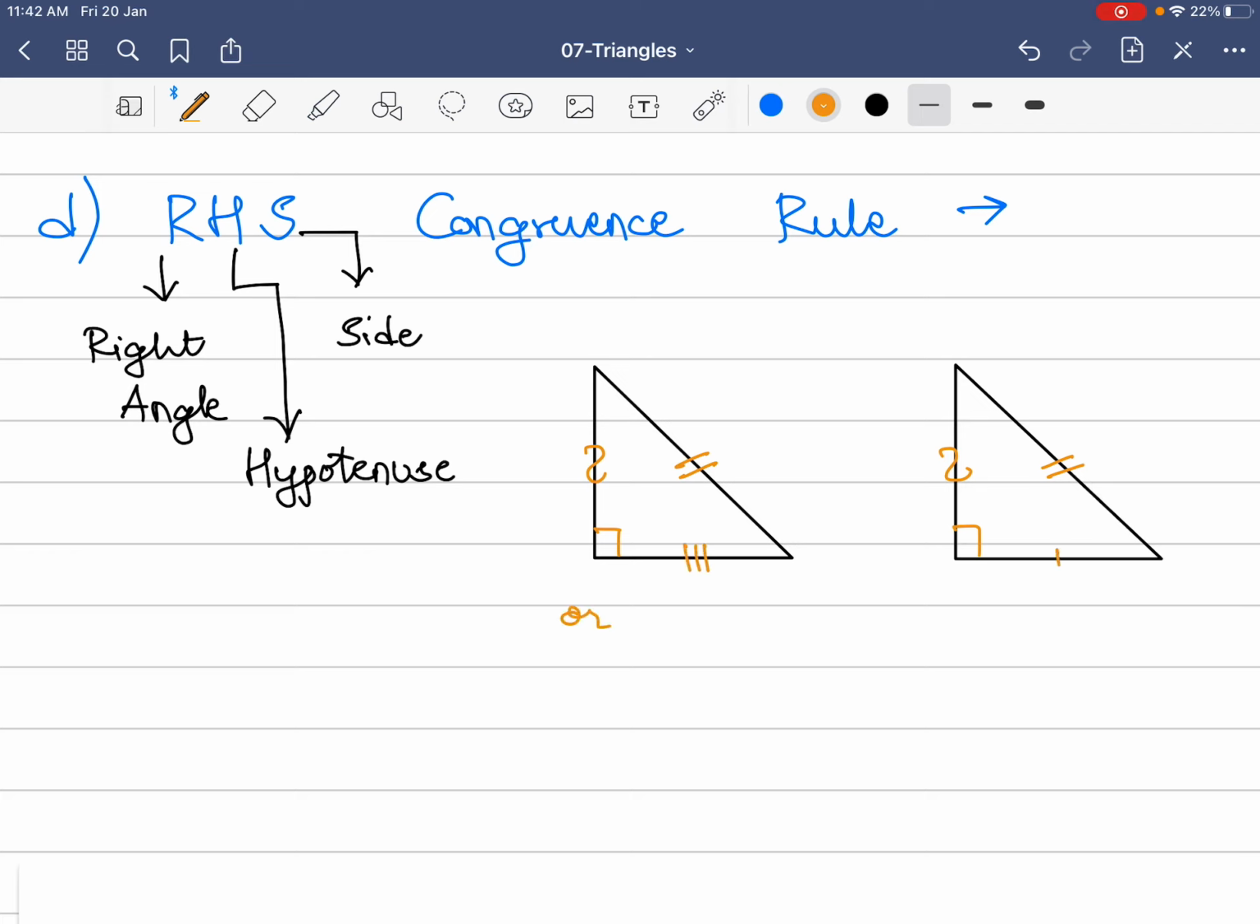I'll just put 3 lines. So I think this will be more confusing. Let me just stick to one side first.